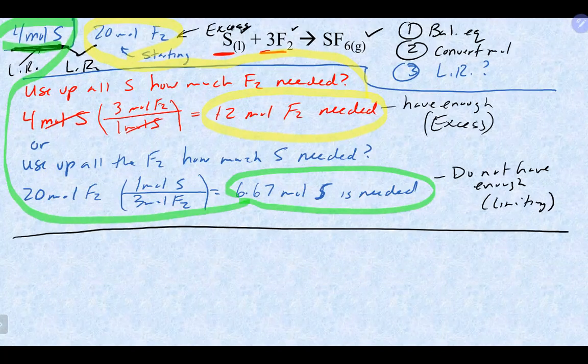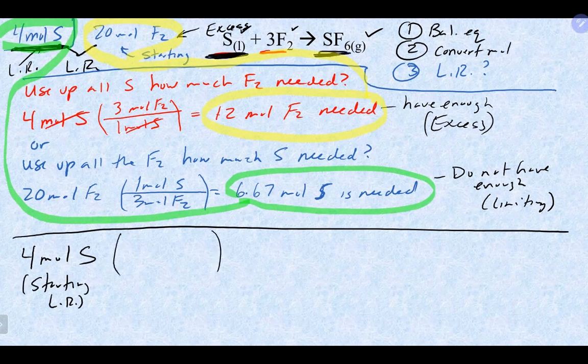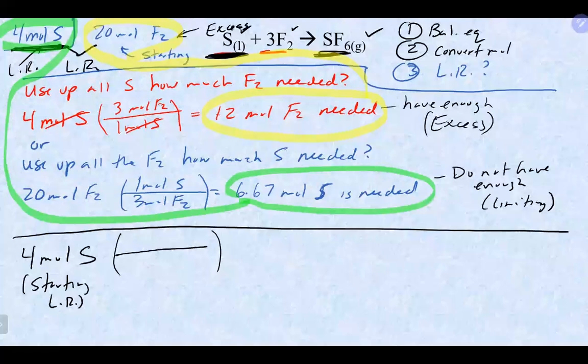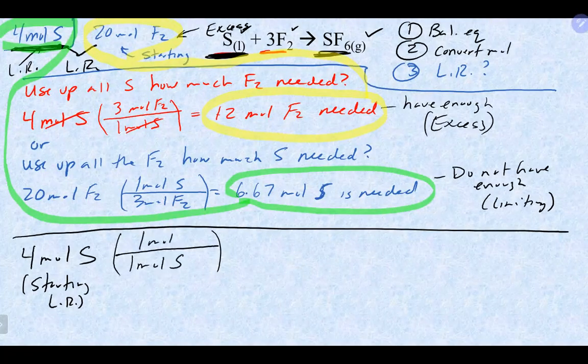So to finish up this problem here, we would take our 4 moles of sulfur, which is our starting amount of our limiting reagent. And we will do a mole-to-mole relationship between the limiting reagent and the product, which in this case happens to be a 1-to-1 relationship. 1 mole of sulfur gives me 1 mole of SF6. The moles of sulfur will cancel, and we would produce, in this case, 4 moles of SF6.